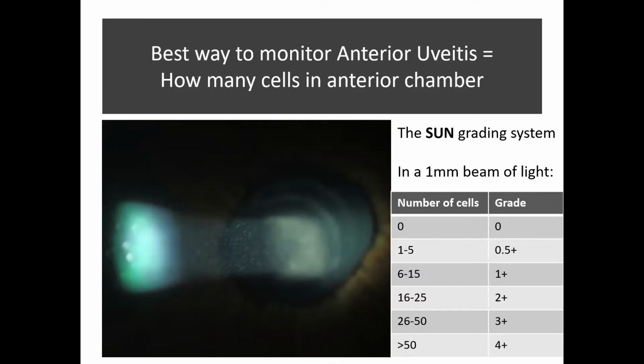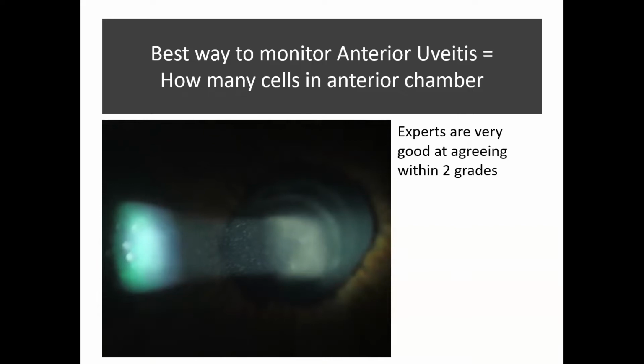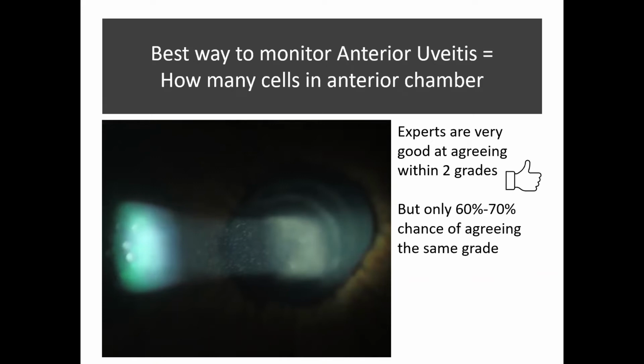We found that agreeing within 2 grades, experts were quite good. They could say, yes, it's a grade 3 or a grade 4, and we agree on that. But getting them to agree on the same grade, so yes, we all agree it's grade 3, wasn't very good. It was only about a 60 to 70% chance that they actually agreed on the grade. So we thought, is there a better way that we can measure these cells in anterior uveitis?